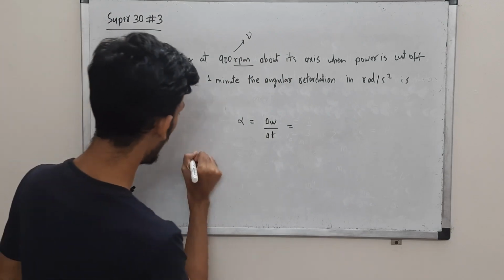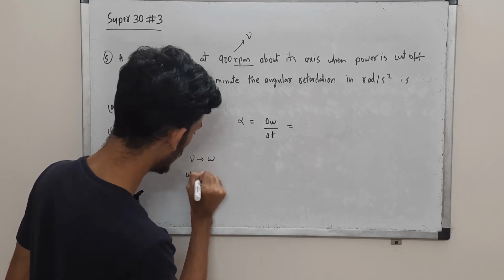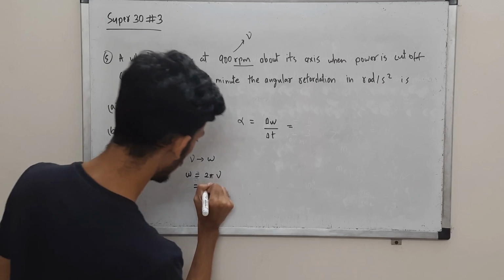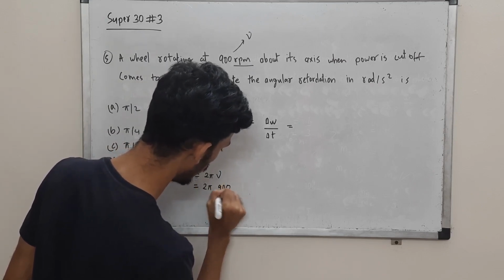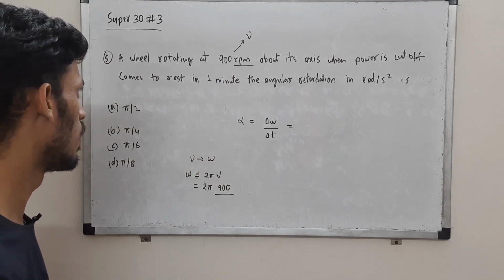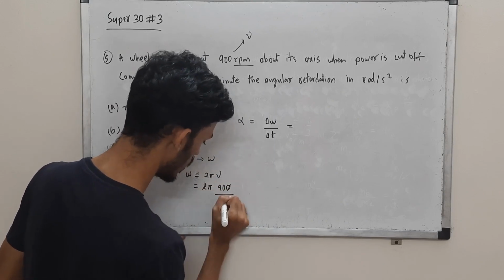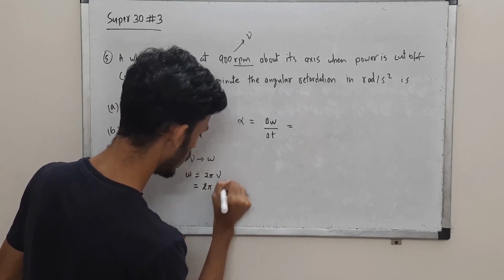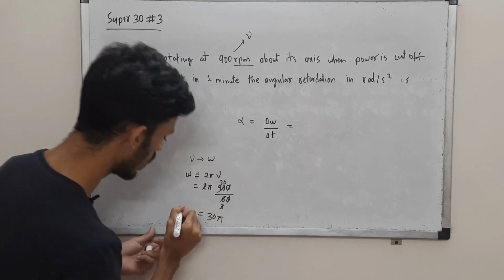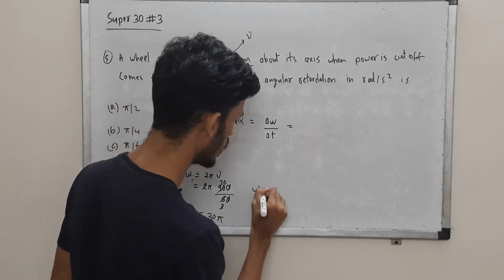So how do you get from nu to omega? Omega will be given as 2 pi nu. So what will be the answer over here? Actually 900 is in rotations per minute, so we have to convert that. Let's convert. So this and this will get cancelled. 2 3s are 6, 3 30s are 30 pi. So this is our initial omega. Omega final will be 0 because it comes to rest.